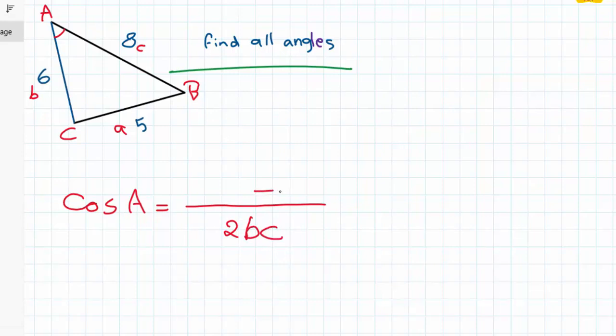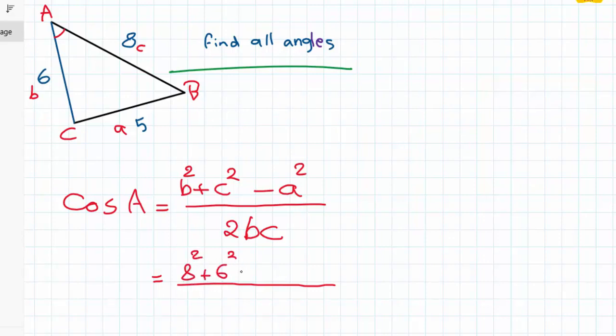Here is A, it should be behind the negative: negative A squared, and what we have here is B squared plus C squared. This trick is quite easy to memorize, the cosine rule. Now let's substitute what we have. B is 8, so it will be 8 squared plus C is 6, 6 squared, minus A is 5, it will be 5 squared.